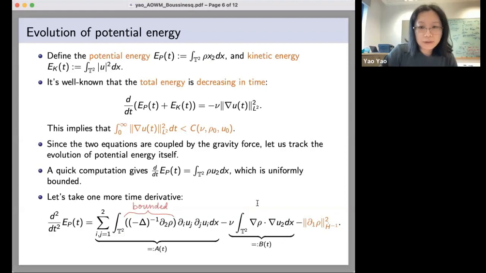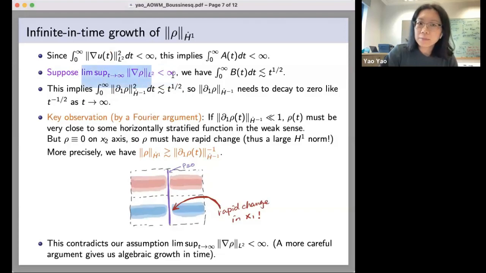Okay, so for this B term here, we are going to use Cauchy-Schwarz to relate it to the L2 norm of the gradient of rho. And then, if this lim sup is bounded, this time integral of B cannot grow too fast. Okay, so this is one thing.